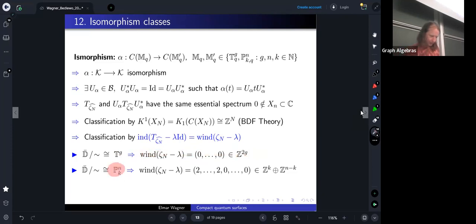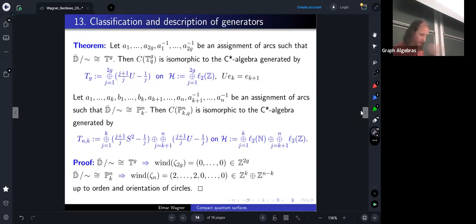In the non-orientable case, we had here the connected sum of k projective spaces. So each arc occurs twice with the same orientation. So we have here, in the first k elements, an index 2. That's different. And now you can already guess which algebras are isomorphic. And here's the theorem. So apart from demonstrating which of these algebras are isomorphic, we can give a very explicit description.